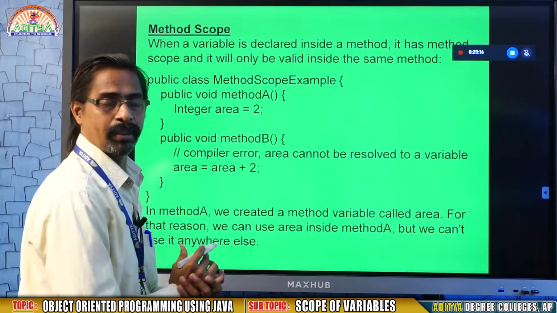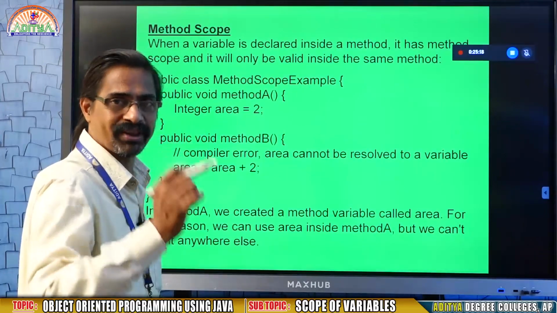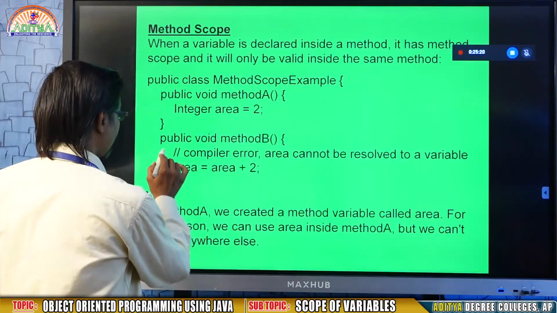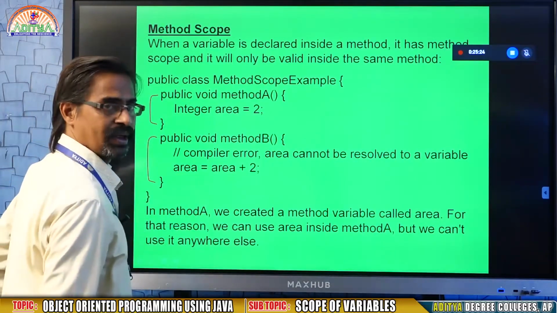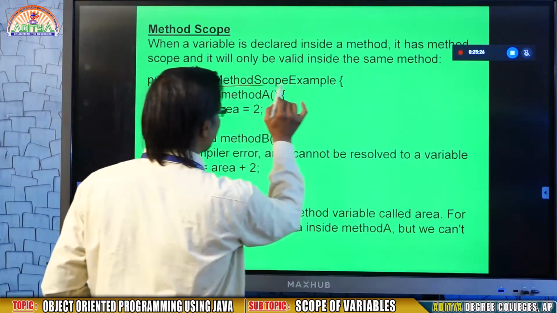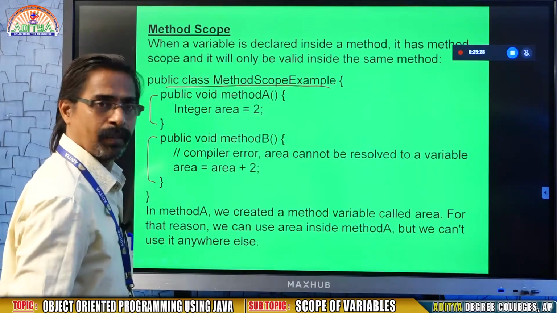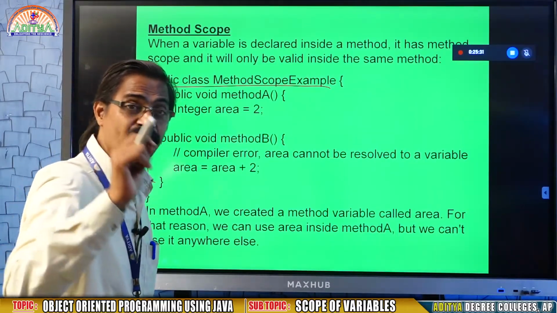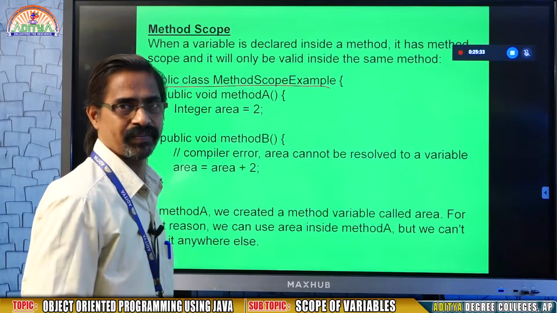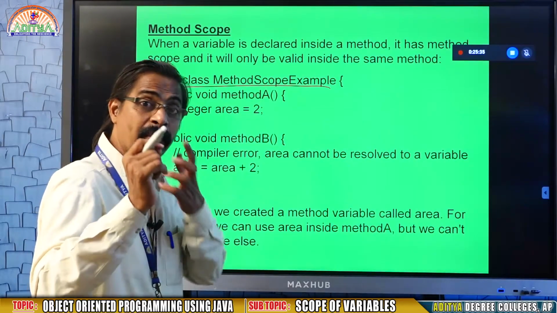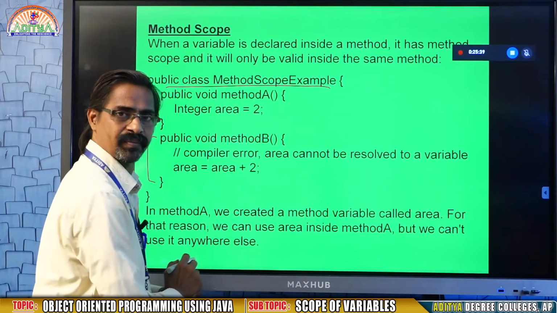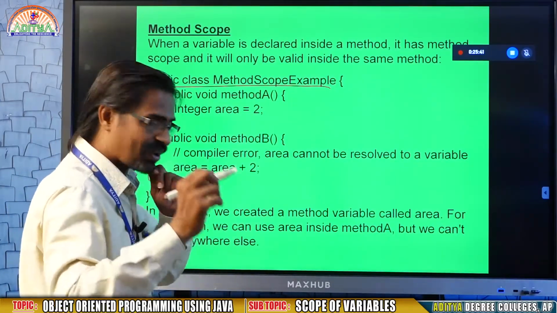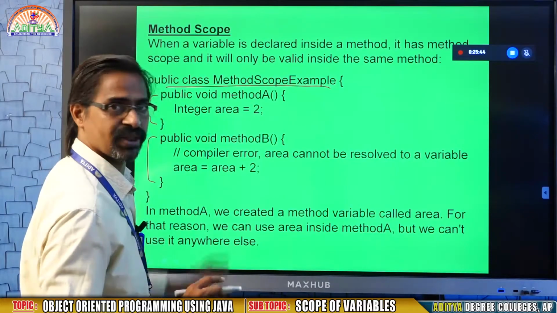Now the next one, method scope. What is meant by method scope? A method you know already. This is called a method. Here it is called a method. Basically a class contains methods. Methods are nothing but functions, they perform action. We say the methods are also called behavior, they perform some action. What action? Just addition or comparisons. Some action statements we are writing inside the method.